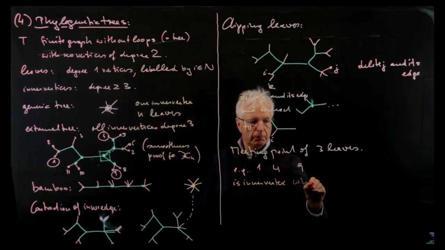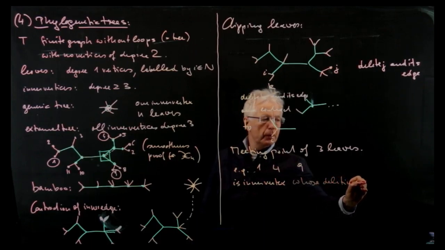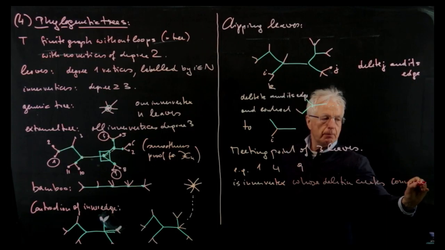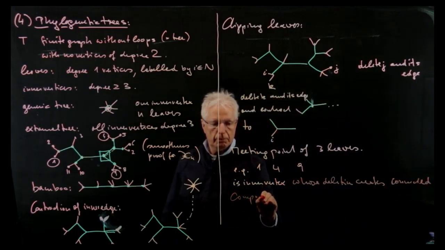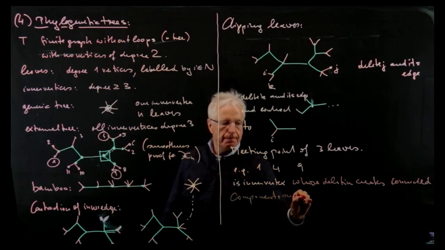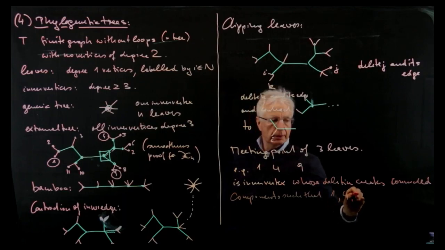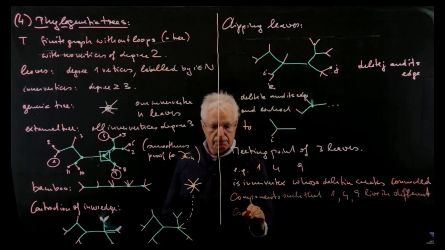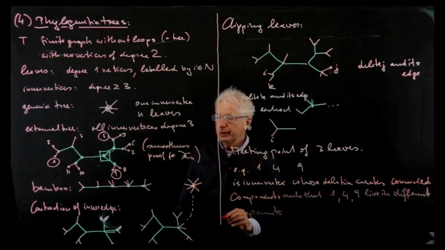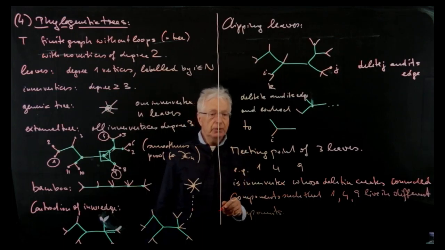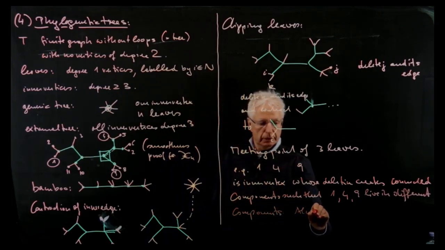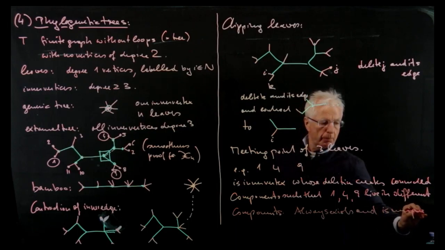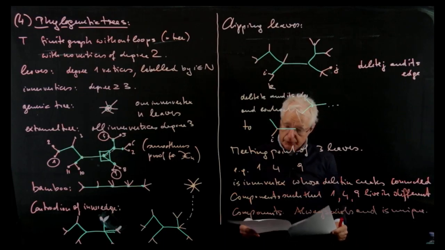Whose deletion creates an irreducible connected component such that 1, 4, 9 live in different components. I think it's quite clear what I mean, and we have shown already that it always exists and is unique. This is the meeting point.